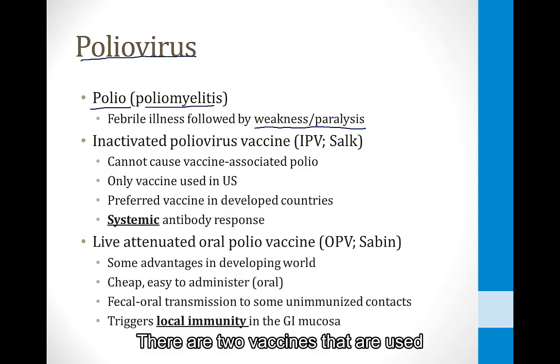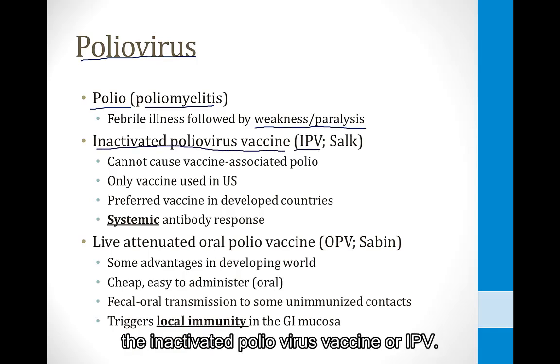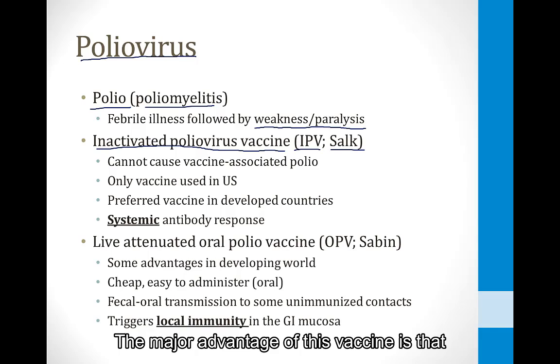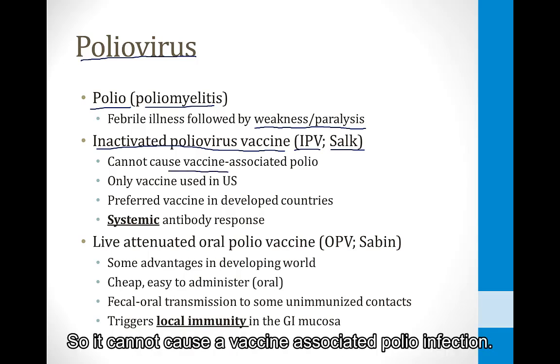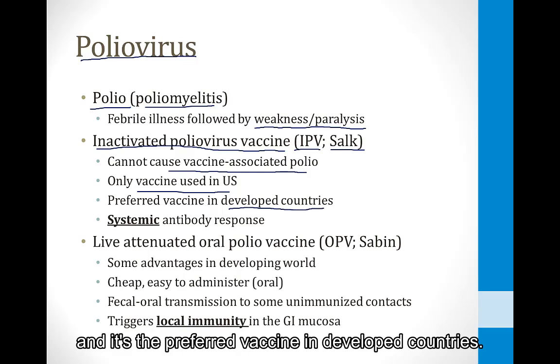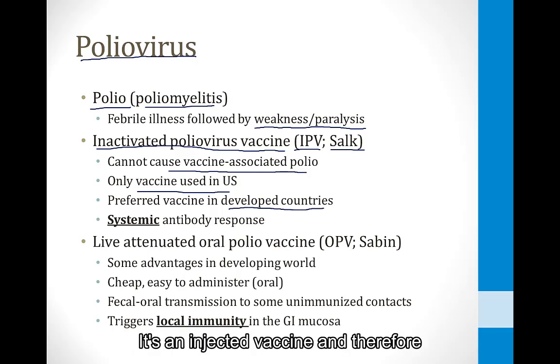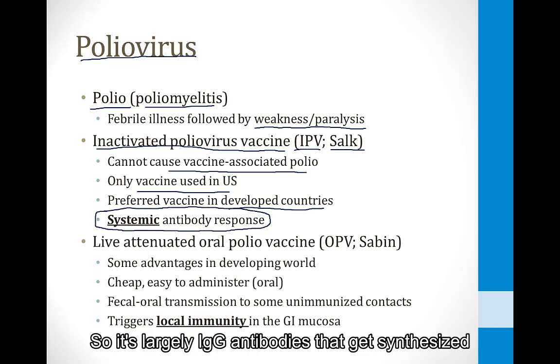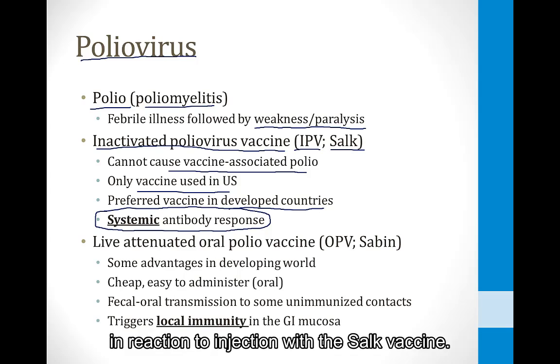There are 2 vaccines that are used to vaccinate people against polio infection. The first one is called the inactivated poliovirus vaccine, or IPV, sometimes called the Salk vaccine, named after its creator. The major advantage of this vaccine is that it's a killed virus, so it cannot cause a vaccine-associated polio infection. This is the only vaccine used in the United States, and it's the preferred vaccine in developed countries. It's an injected vaccine, and therefore it generates a systemic antibody response, so it's largely IgG antibodies that get synthesized in reaction to injection with the Salk vaccine.